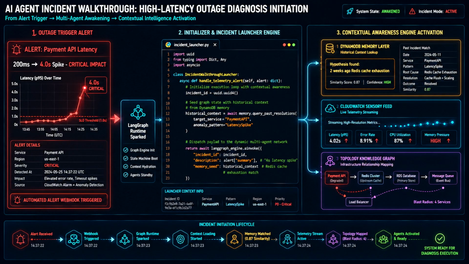DynamoDB memory reveals that similar latency occurred 2 weeks earlier due to Redis cache exhaustion. The system marks this as a possible hypothesis but continues gathering evidence. The knowledge graph identifies upstream and downstream dependencies including API servers, Redis cache, RDS database, and message queue. By combining memory, telemetry, and dependency reasoning, the system narrows investigation scope rapidly. This illustrates the power of stateful agentic intelligence. Diagnosis starts with contextual awareness rather than beginning from zero every time an incident occurs.